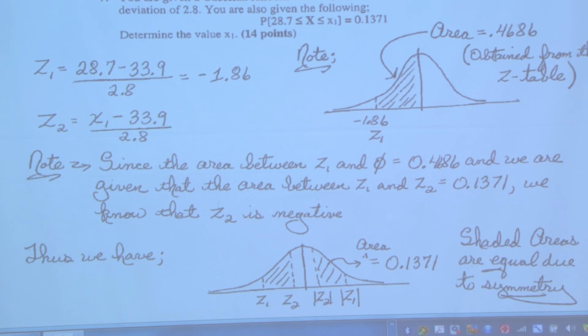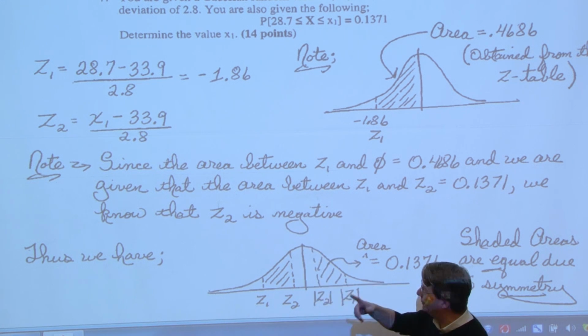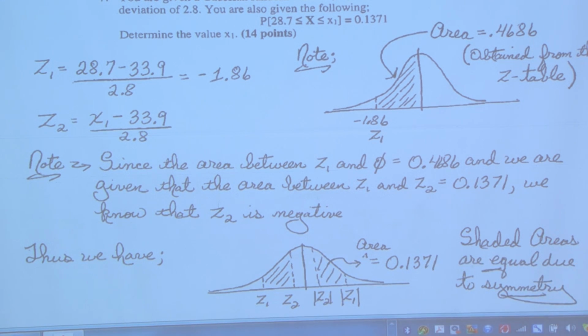Okay. So, I think, well, where do I start? I have to do the change of variables because I'm going to use the z table. So I get z equals x minus mu over sigma. That formula is given on the exam sheet. So I take the value of x, 28.7, minus the mean over the standard deviation. I get minus 1.86. That's the lower value. The upper value is unknown, but at least let me write it down: x1 minus 33.9 over 2.8. Now, I had to think about this problem.